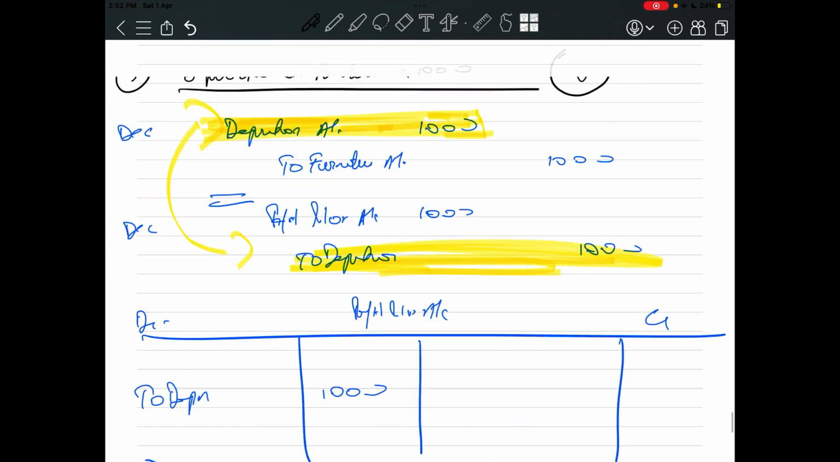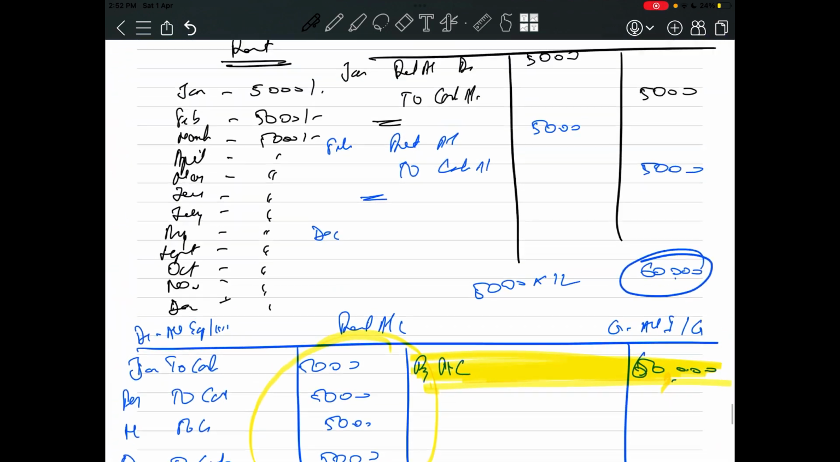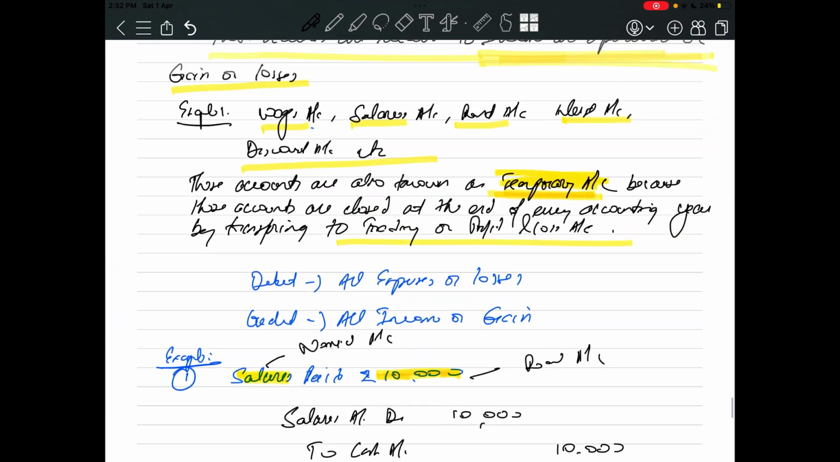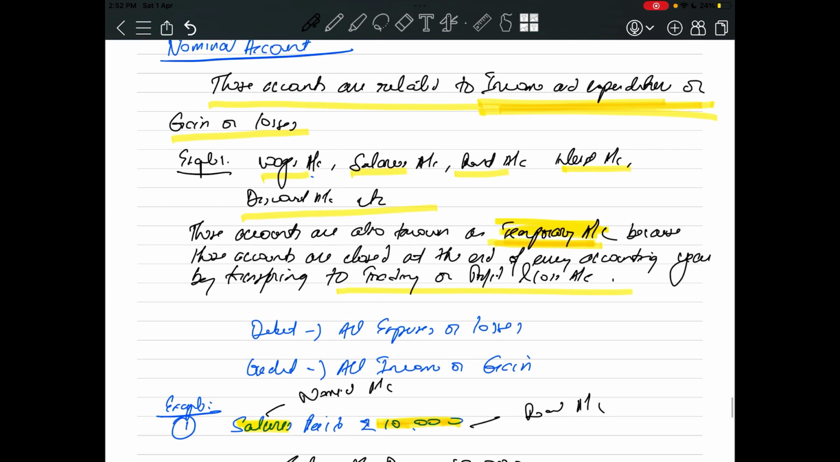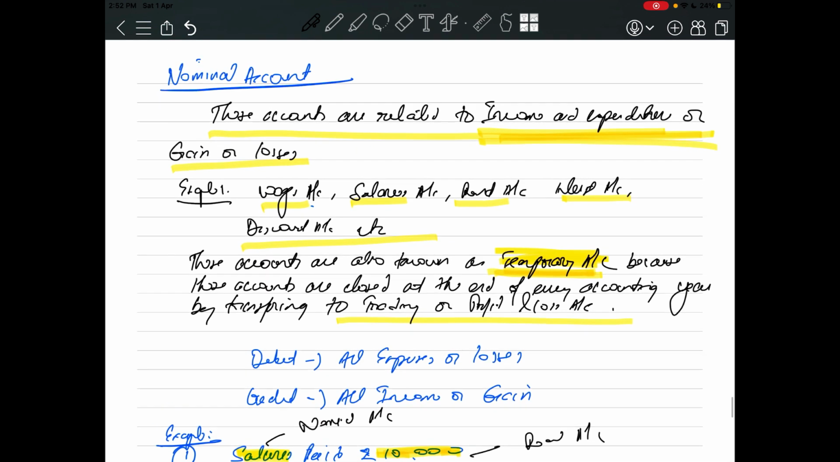I hope it is simple. The more you solve and the more you apply the concept, the more clarity you will have. It's very simple, you just have to practice. Just practice it 3 to 4 times and you will be able to remember. And this nominal account, real account rule, you will be using in each and every question, so it's very important.